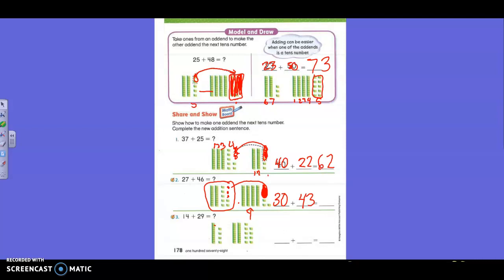So we have 30 over here, right, boys and girls? Yes. Okay. 40, 50, 60, 73. 73. Does that make sense? Okay.